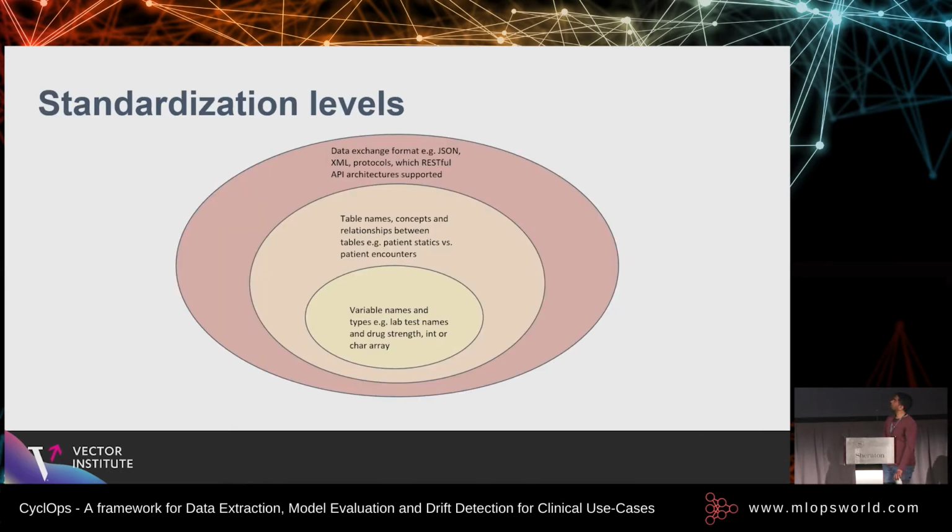I started thinking about it, and I think it can be broadly categorized into three levels of standardization. At the lowest level, you have variable names and data types, right?